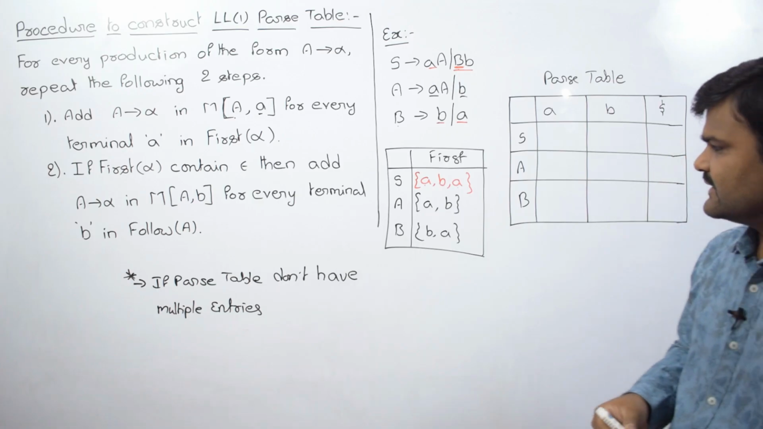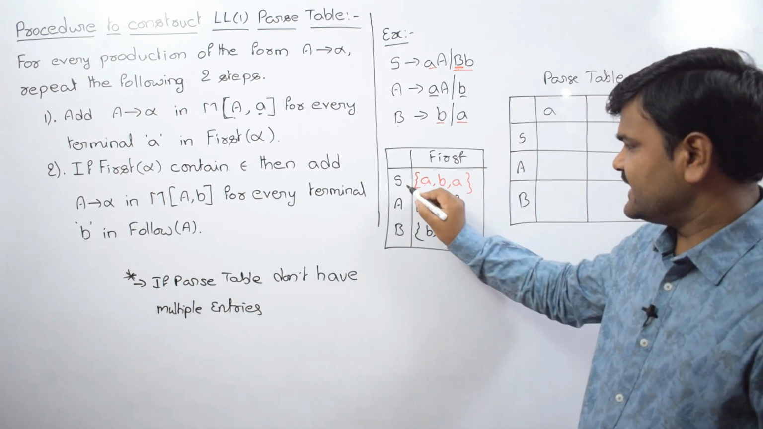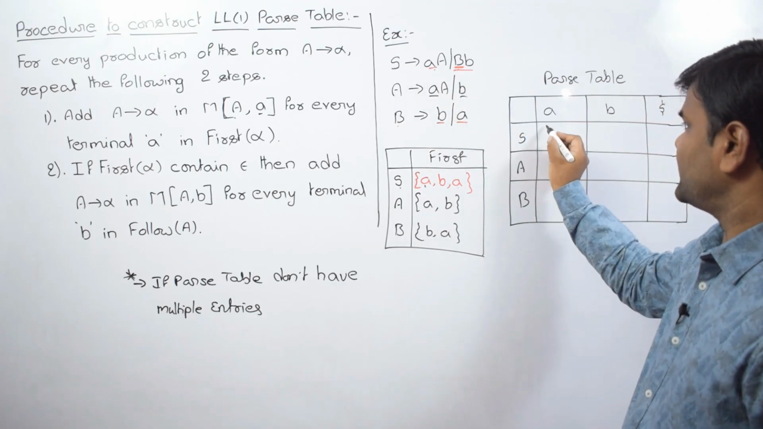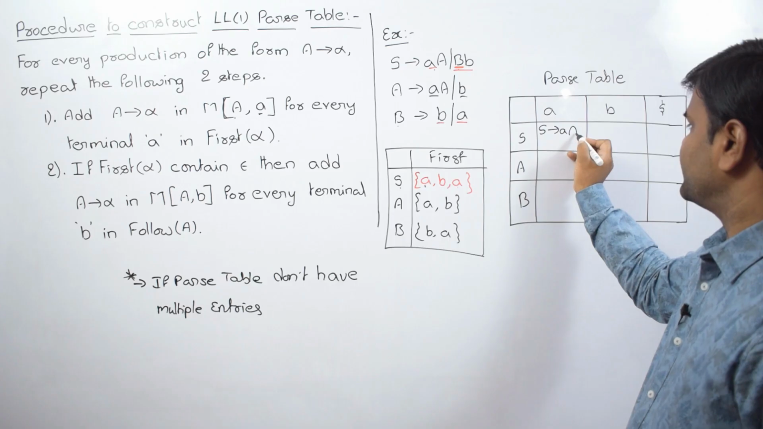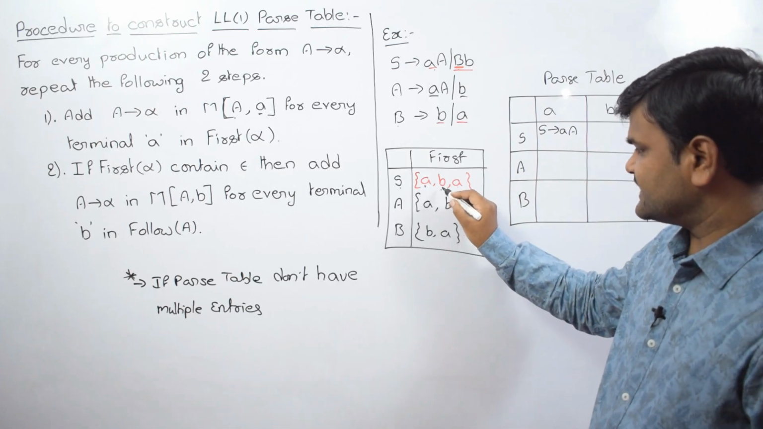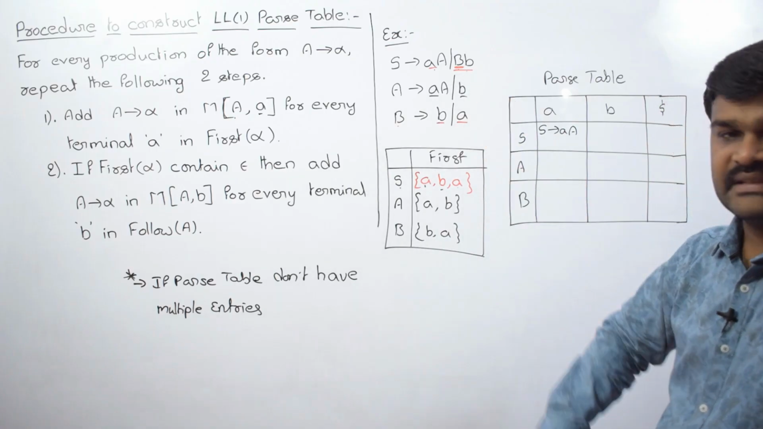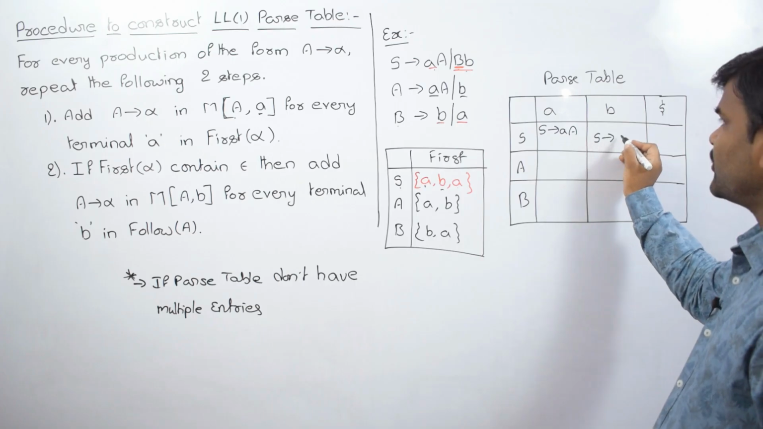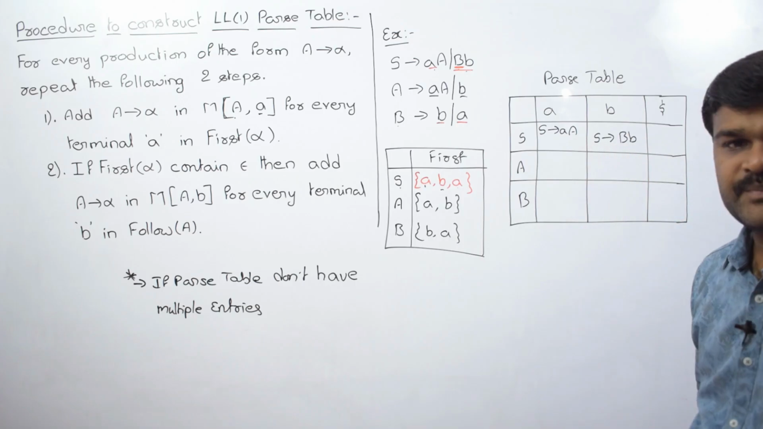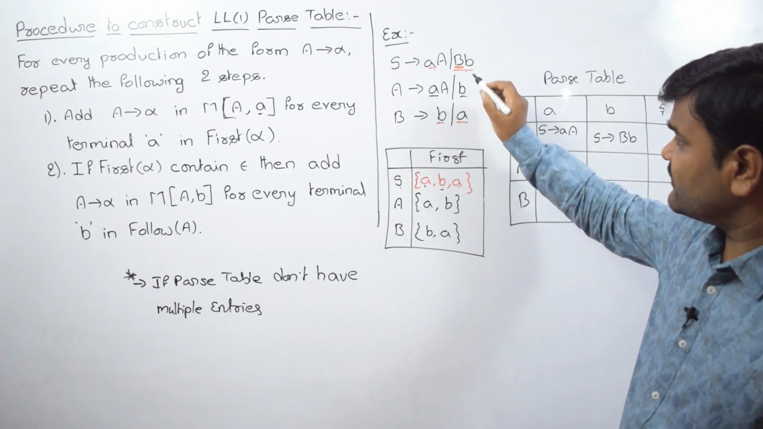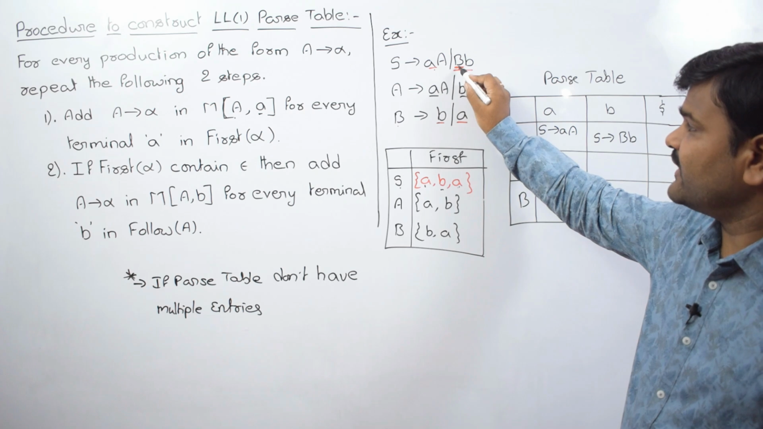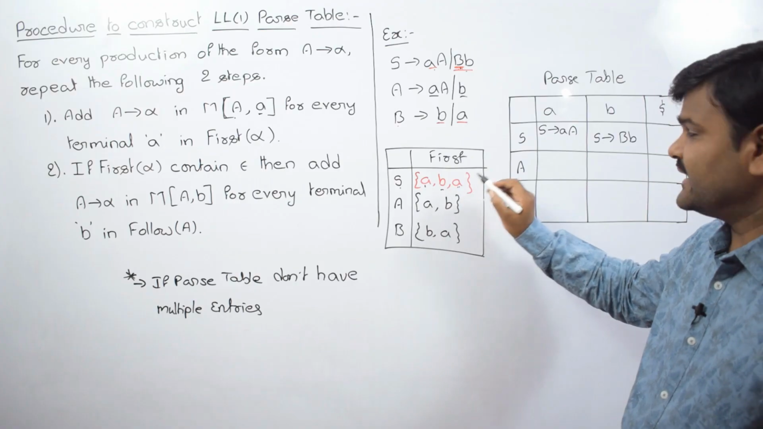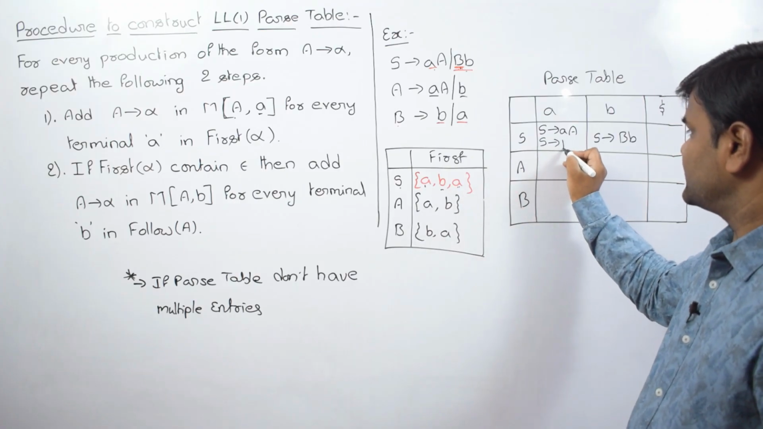Now let us come to S. In S, under a, this a we got from this production. That means here we have to write S arrow A. Then next b is there. This b we got from this production actually. That means this production you have to add under b, so that is S arrow capital B small b. Next, this a also came from this production actually, is it or not? By finding the FIRST of B we got it. That is why this production you have to add under a, that means here only, right? So S arrow capital B small b.